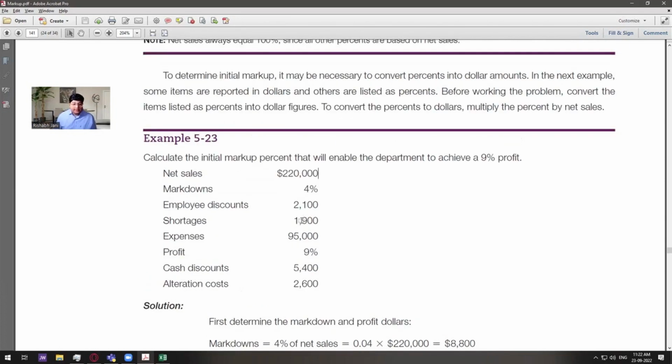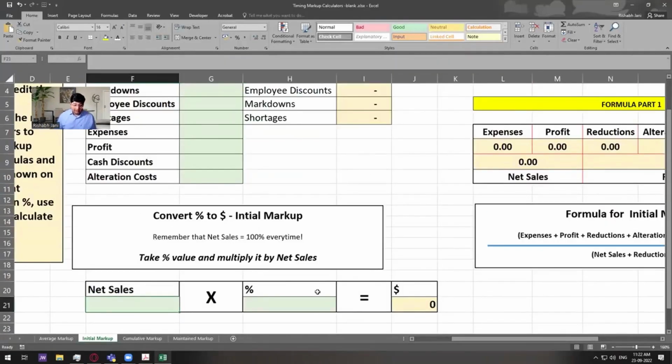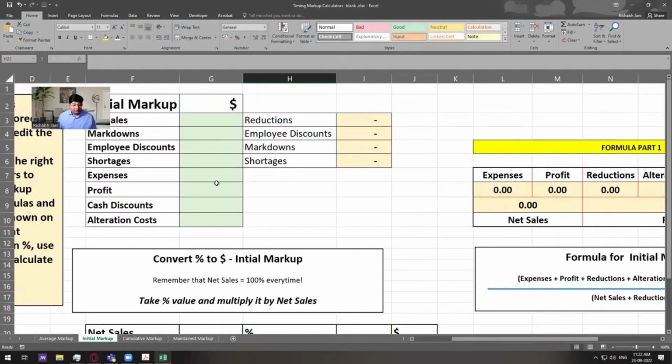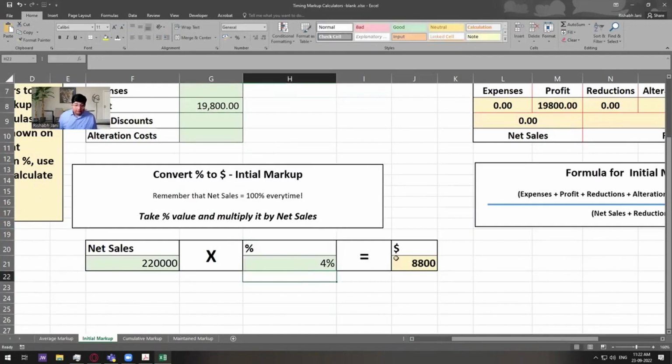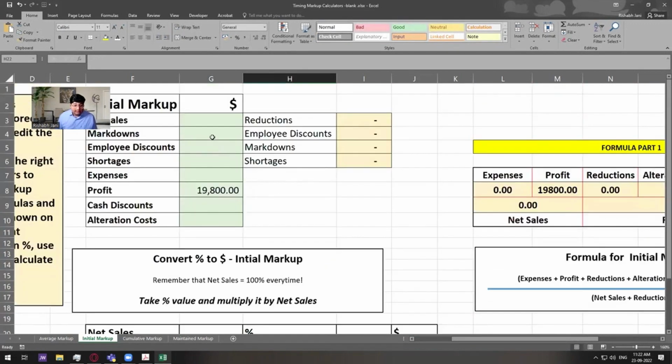So let's break this down so we understand this a little bit easier. Our first goal is to transform these markdowns and profit into whole figures. So I've made a little portion over here for the calculator so that everyone understands. So that's 220,000 and the percentage is 9% for profit, so that's 19,800, and 4% for markdowns, which is 8,800.